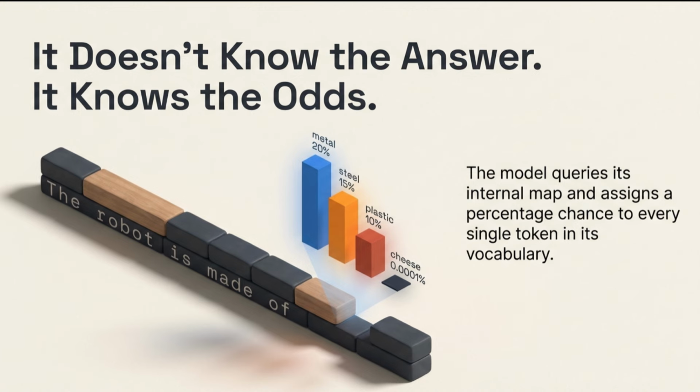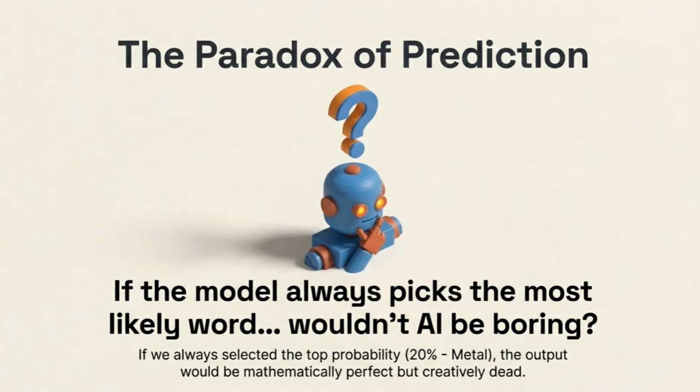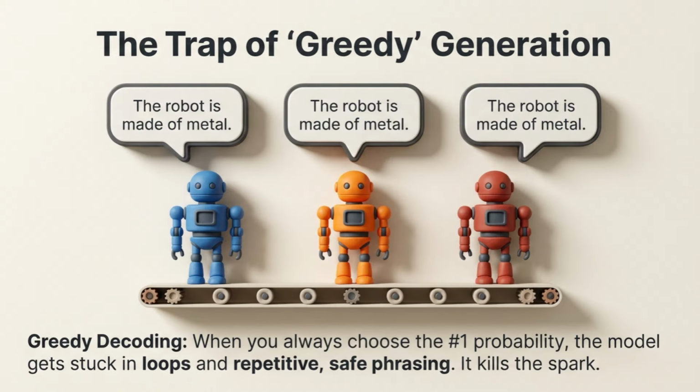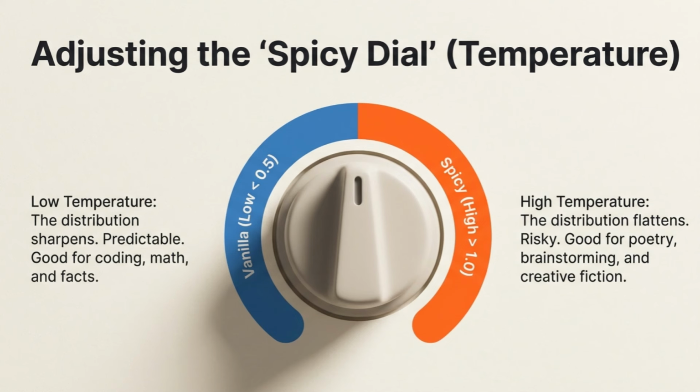If it's just math, if it's just picking the most likely word, wouldn't the output be incredibly boring? Yes. I don't want the statistically average poem. I want something creative. You are absolutely right. If you always picked the number one most likely word, the text would be dry, repetitive, robotic. We call that greedy decoding. To fix this, engineers give you a control dial. We call it temperature. Ah, the spicy dial.